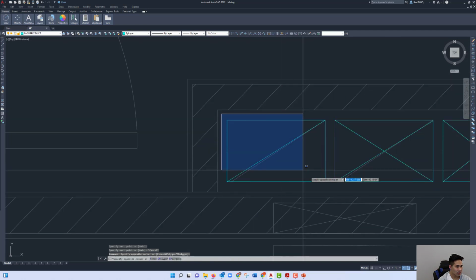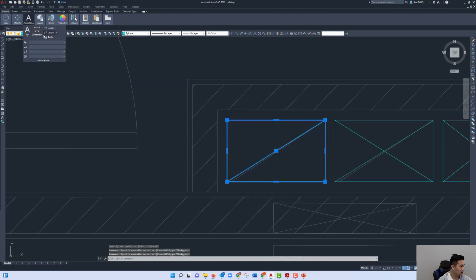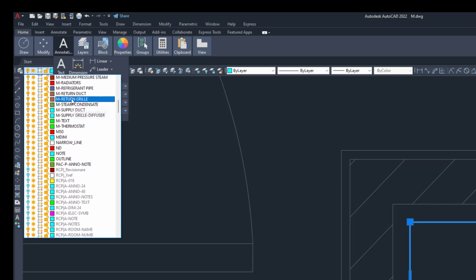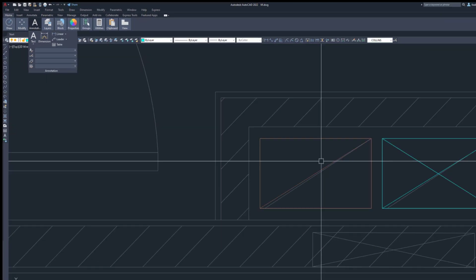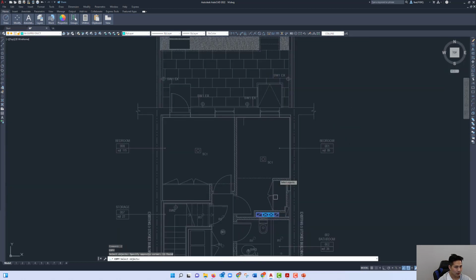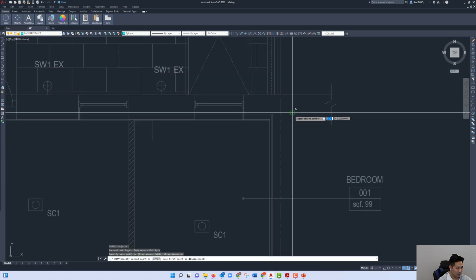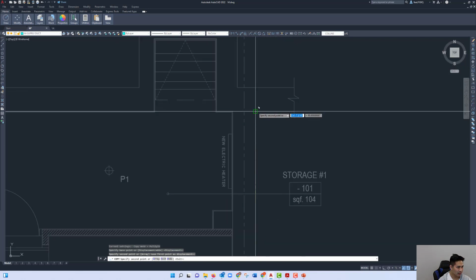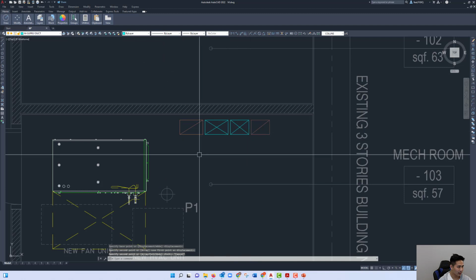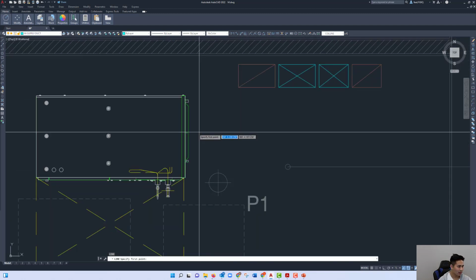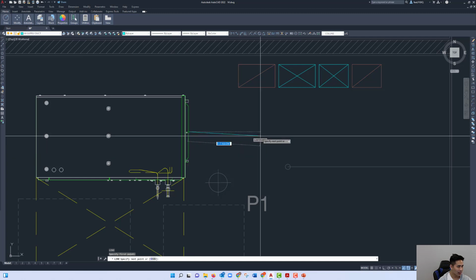we'll have to change this to the correct layer, which is the M return duct layer. So I'm going to copy this using this corner as a reference point to see where it lines up in the cellar, and it lines up right here. So we're going to start routing the ductwork from the supply outlet here.